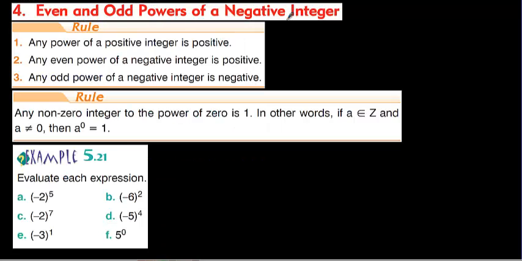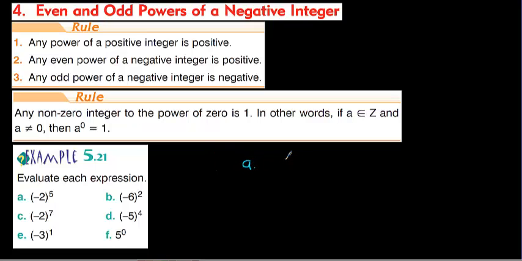For even and odd powers of a negative integer, actually this part is more important than the previous page, and we are learning the subject because of this one. For positive integers we don't have any change, but for negative integers, if the power is even, we have a positive result. If the power is odd, we have a negative result. I'm going to explain it like this.